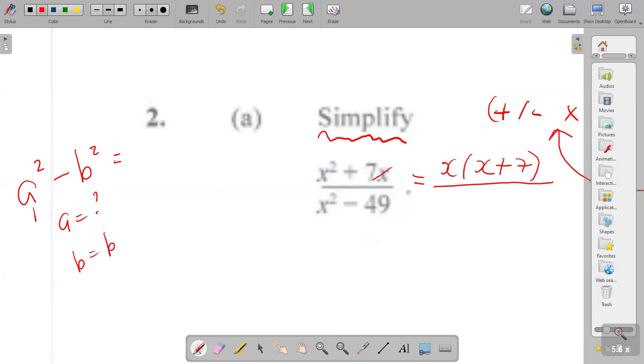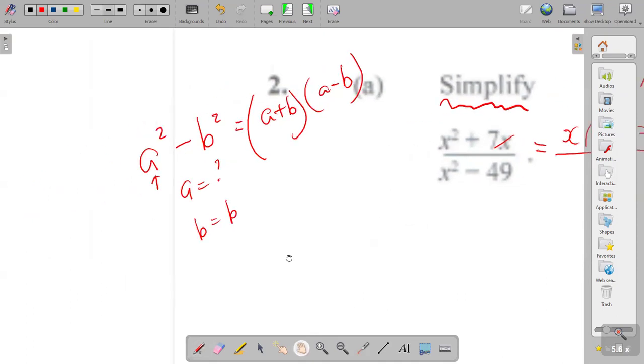And A is the base of A square. So what number or what letter do you multiply by itself to get A square? Same thing with B square. So once you find A and B, you factorize it as A plus B and A minus B.